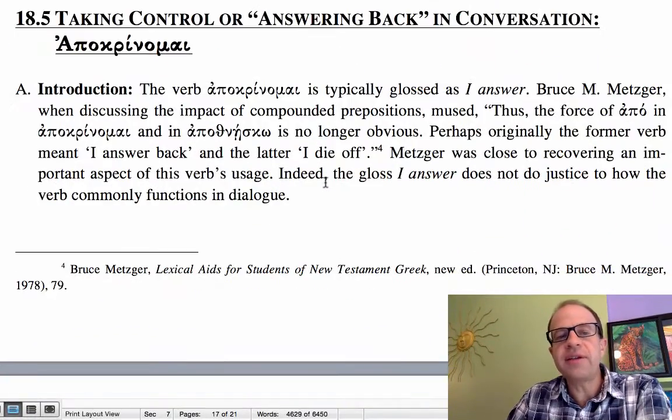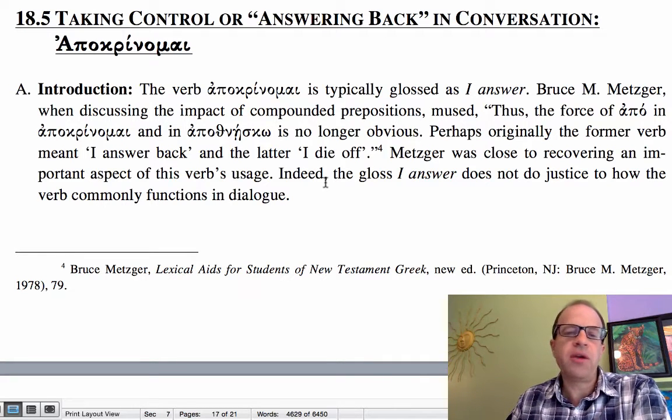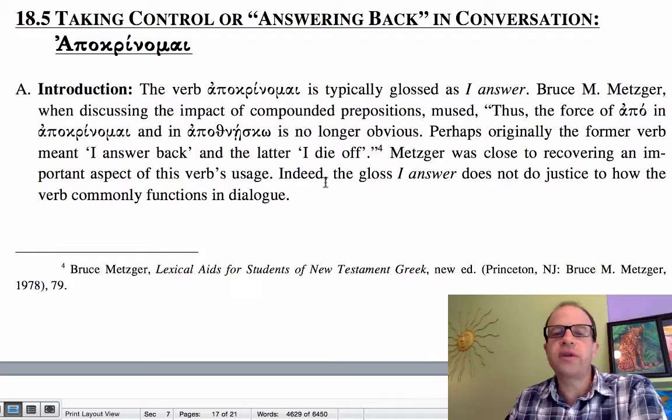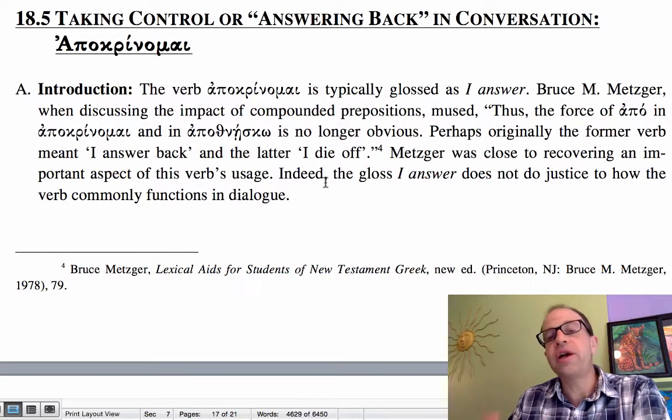Finally, let's look at taking control or answering back in conversation. This concerns the verb apokrinomai. Now, you've already learned the verb apokrinomai earlier on, and you've been introduced to this verb and its lexical meaning. But I've been waiting to really talk about its function to take control of a conversation or a circumstance. And one way to translate that is to translate it as answering back.